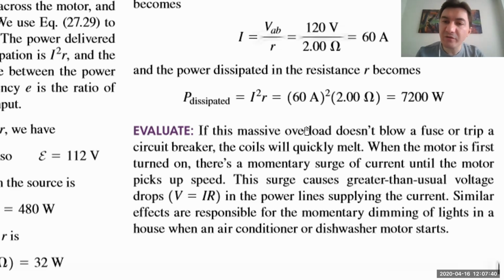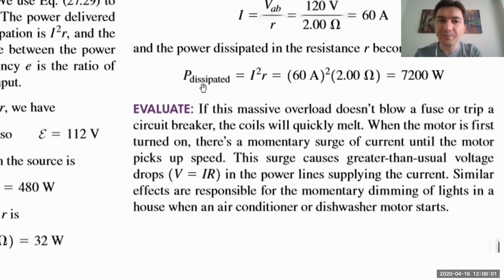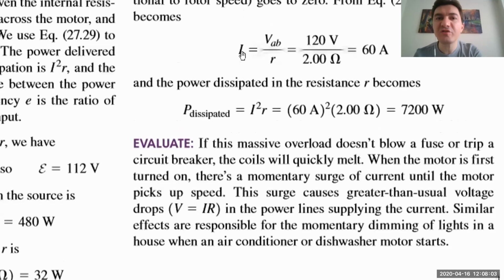Then remember the fuses, okay? If this massive overload does not blow a fuse or trip a circuit breaker, the coils will quickly melt, because the current loop or conductor will be very hot. There is a huge power dissipated in the circuit, or a huge current passing through the system.